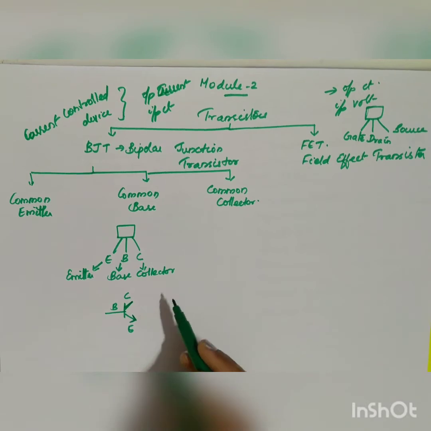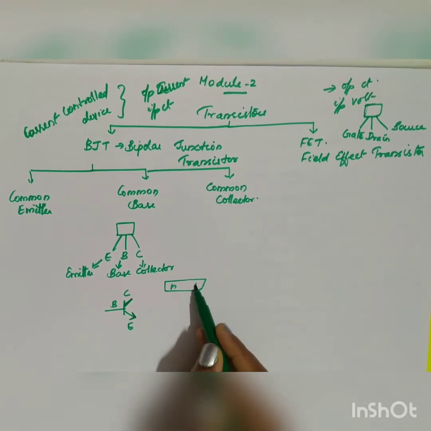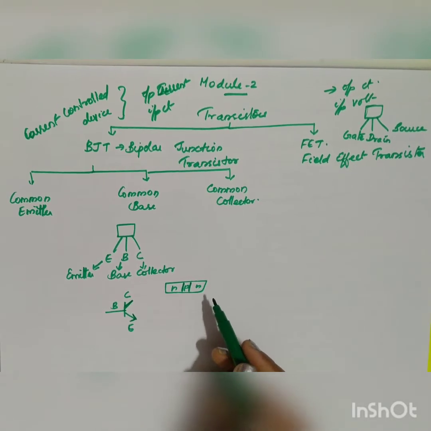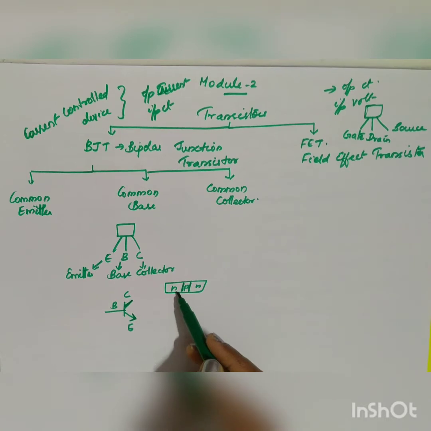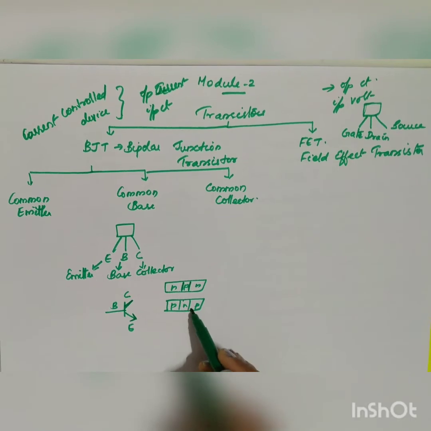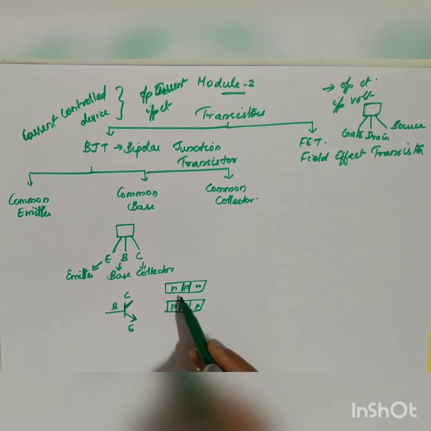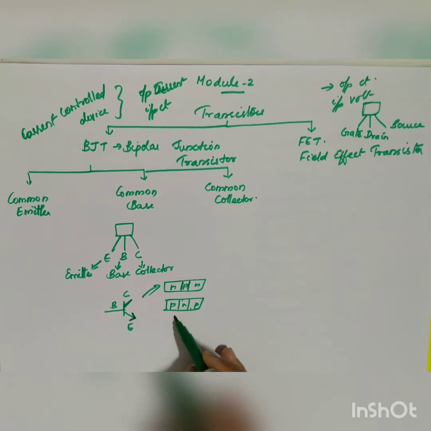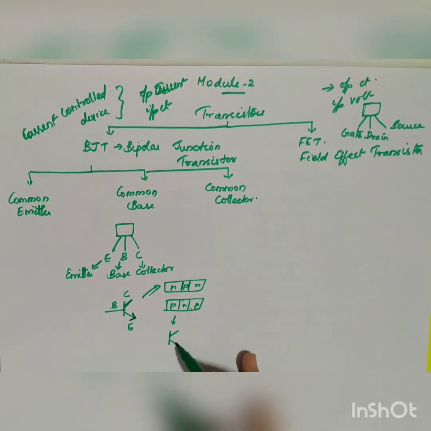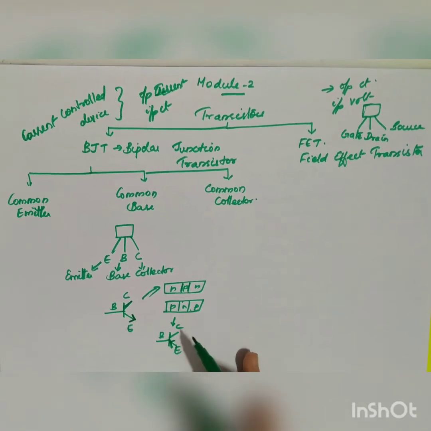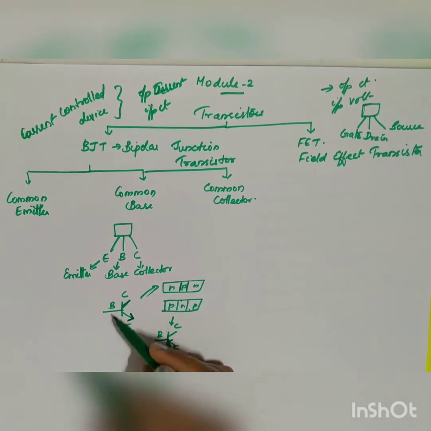There are two types: NPN and PNP. If the P-type is sandwiched between two N-type semiconductors, then it comes under the category of NPN. Similarly, if you have two P-type and one N-type, then it is called your PNP transistor. In the NPN symbol, the arrow mark is pointing outward. What will be the symbol of your PNP transistor? The opposite, it is pointing inward. So this is your emitter, base and your collector. This is the symbol of your transistor.